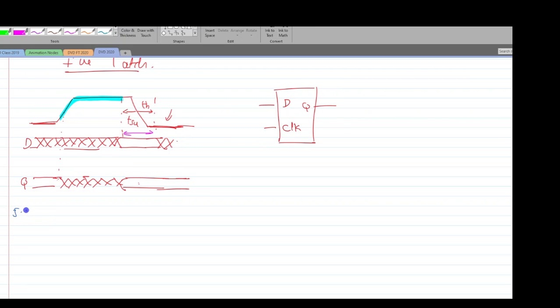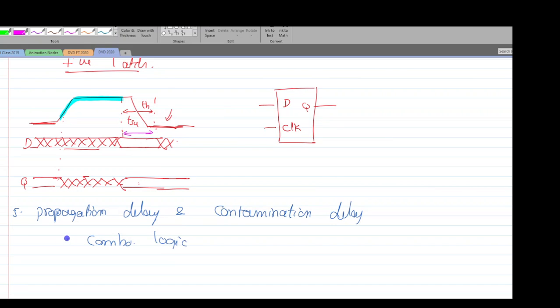These are nothing but the propagation delay and the contamination delay. You might have already heard about these two delays when we discussed combo logic, and as you guessed, both the propagation delay and contamination delay are applicable for combo logic, which is a well-known fact from the previous unit. But one more thing is that they can also be applicable for sequential circuits, or sequential elements, as well.